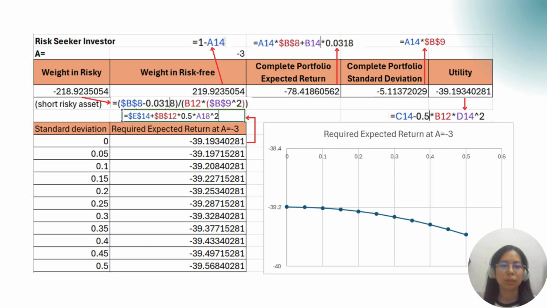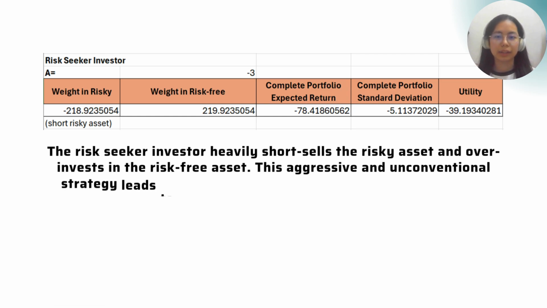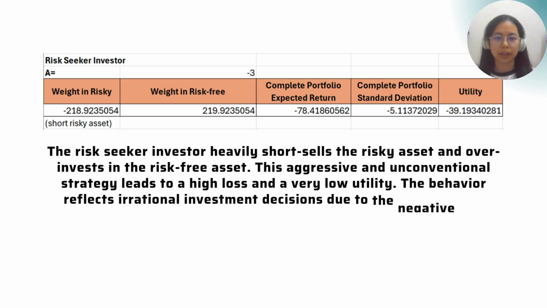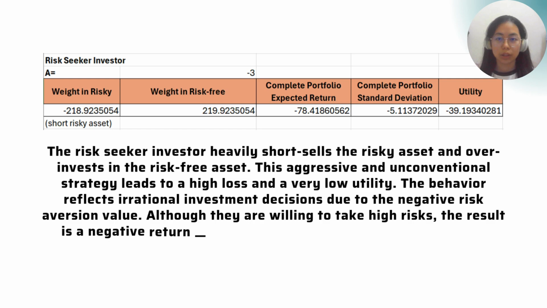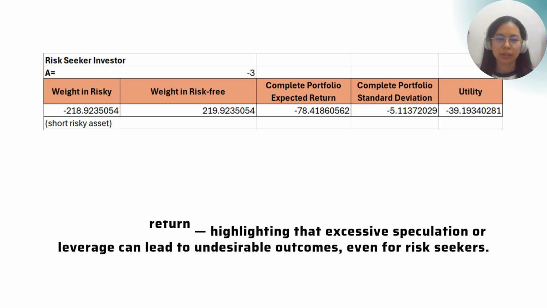This results in a downward sloping indifference curve, showing that the investor gains more utility from higher risk even with lower returns. The risk-seeking investor heavily short sells the risky asset and over-invests in the risk-free asset. This aggressive and unconventional strategy leads to a high loss and a very low utility. The behavior reflects irrational investment decisions due to the negative risk aversion value. Although they are willing to take high risk, the result is a negative return, highlighting that excessive speculation or leverage can lead to undesirable outcomes even for risk seekers.